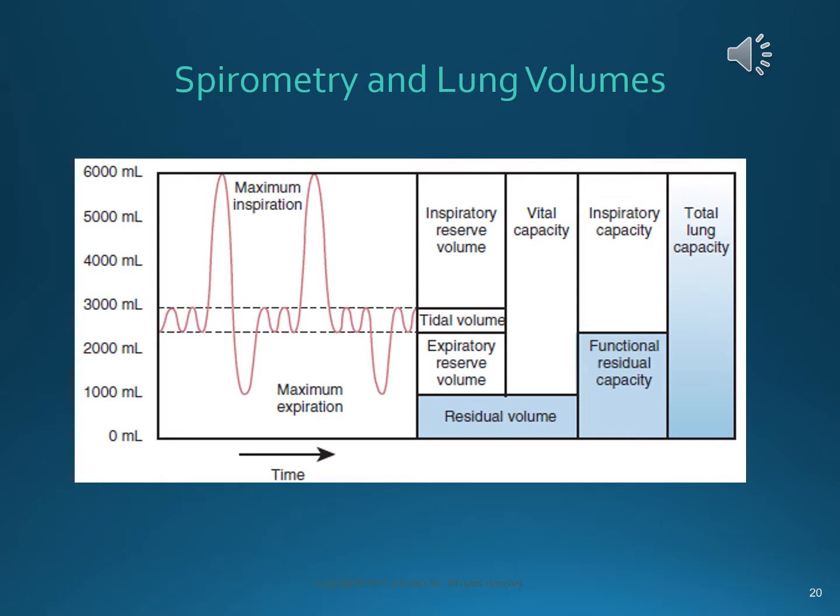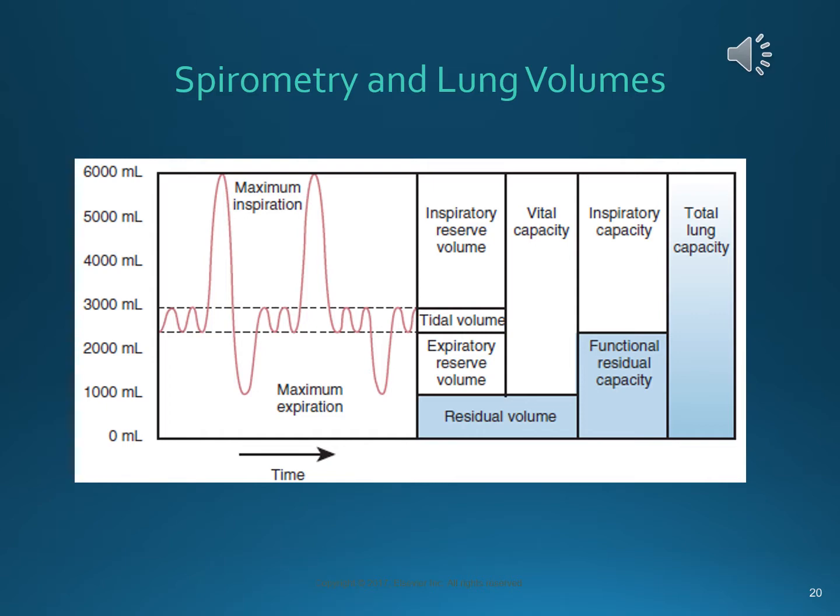And then when they blow out forcefully, as much air as they can possibly blow out, that is known as the expiratory reserve volume. You'll notice that below that is the residual volume. You can never ever blow out all of the air in your lungs, otherwise your lungs would collapse. So even if you expire as much as you think you possibly can, your lungs are never empty.